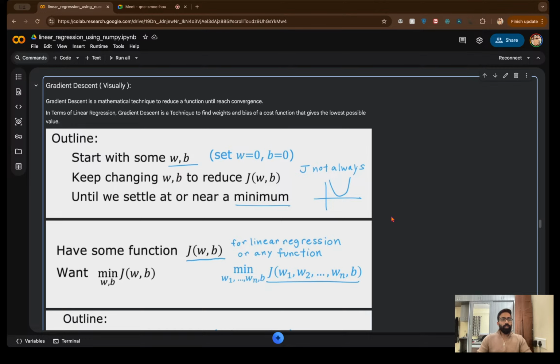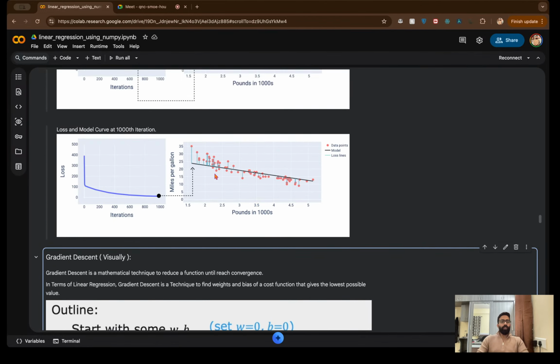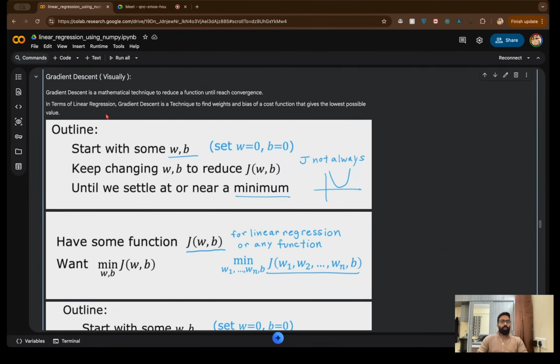Okay, so let's understand gradient descent visually, then we will go towards the mathematical part. So far we understood how it is going to work. Now gradient descent is a mathematical technique to reduce a function until it reaches convergence. Convergence means the lowest possible value of the cost or loss function. In terms of linear regression, gradient descent is a technique to find the weights and bias of a cost function that give the lowest possible value.